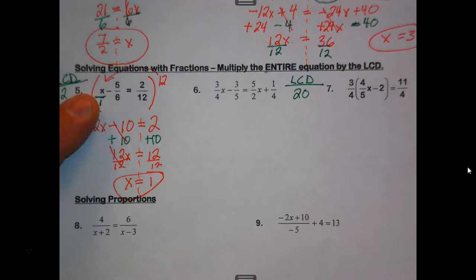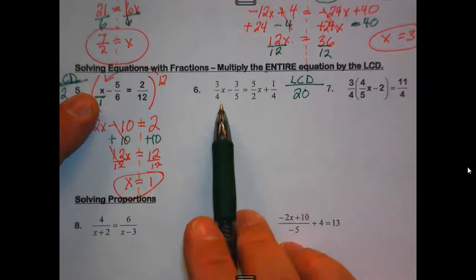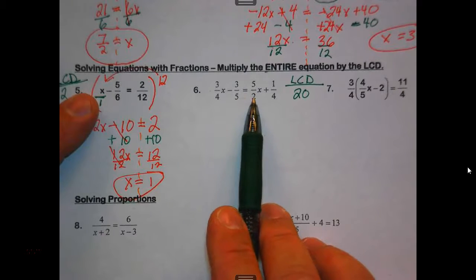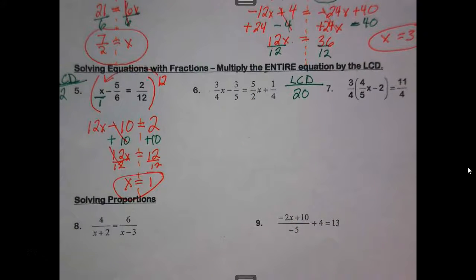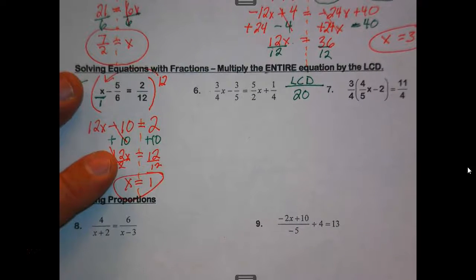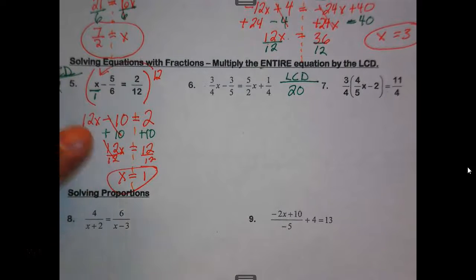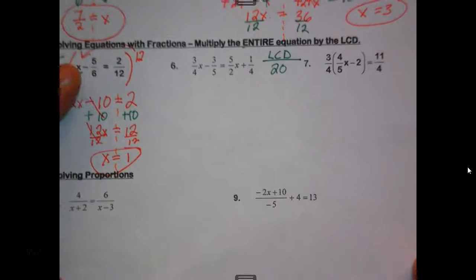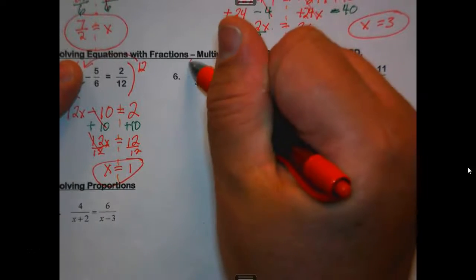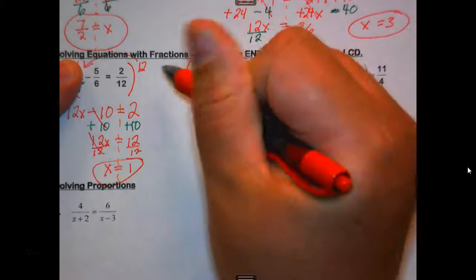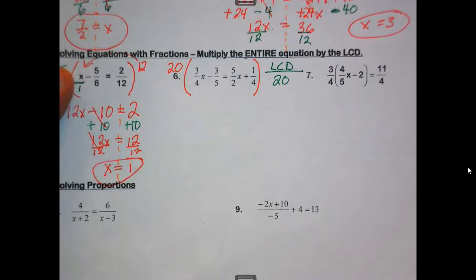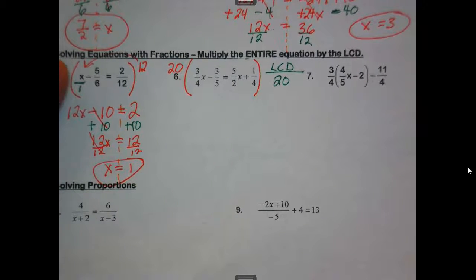You could get a common denominator by multiplying 4 times 5 is 20, times 2 is 40. Okay, that's a common denominator. Or you could use 160. It doesn't matter. You'll end up with the same answer, but you just have large numbers. So I'm going to multiply the entire equation by 20. Okay? Again, the whole idea here is to get rid of fractions.